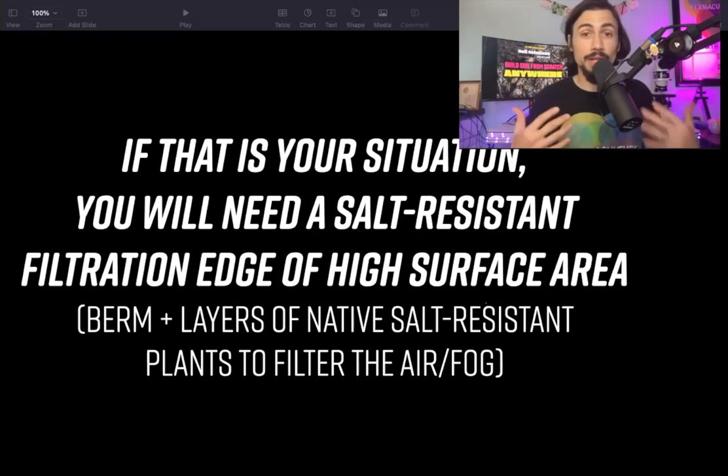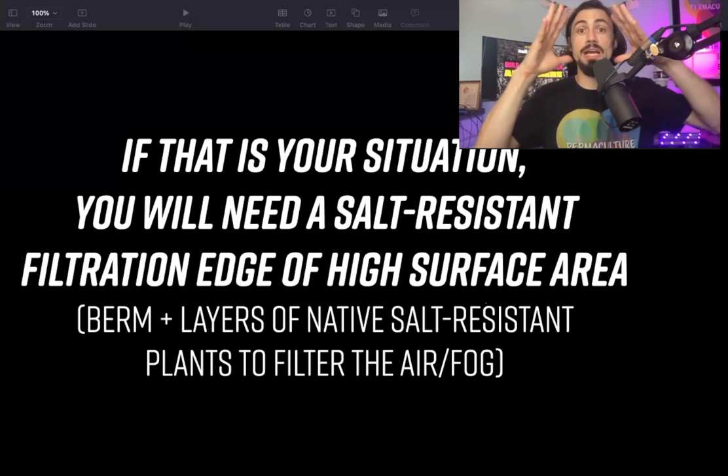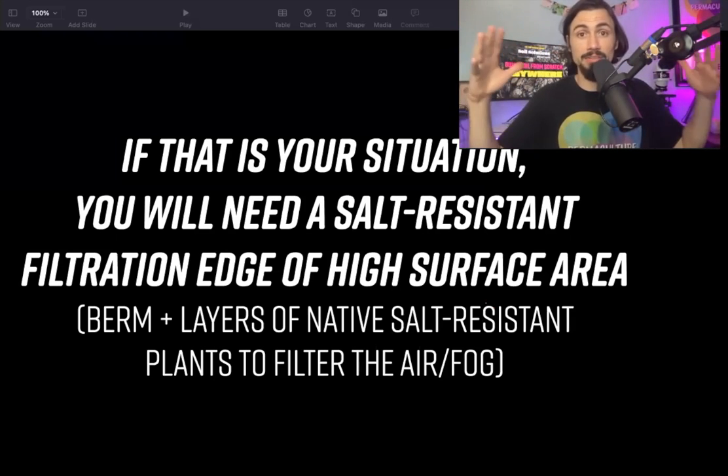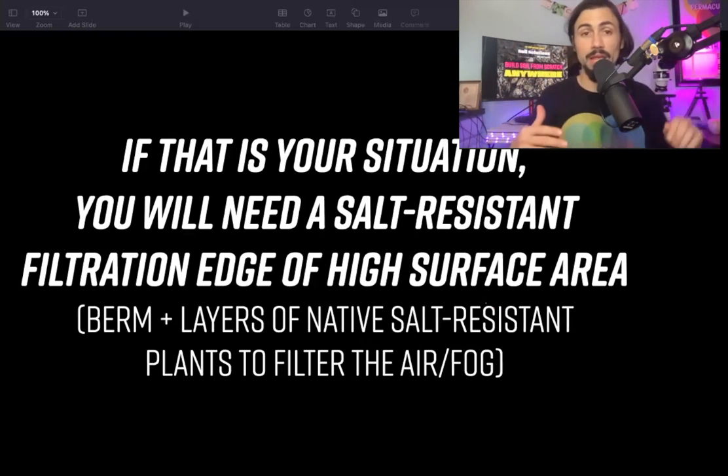You're gonna have to trial and error that because it really depends on where you live, right? So use layers of native salt resistant plants to filter the air and fog. I recommend setting up a native plant forest on a berm that starts small and ramps up to larger sizes, with a tall full-size tree at the end of this ramp. So it sends things up and filters things as they go. The air that passes through will filter and drop things before it reaches your plants.